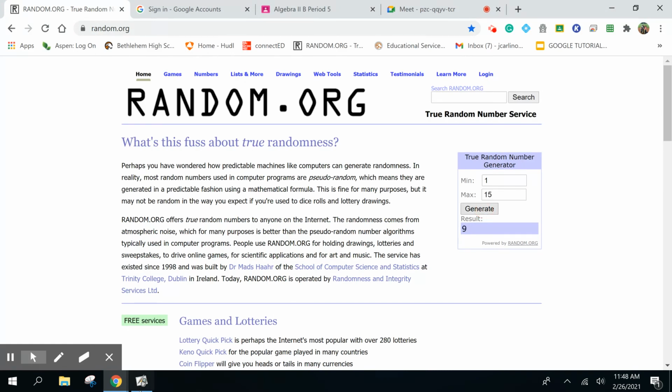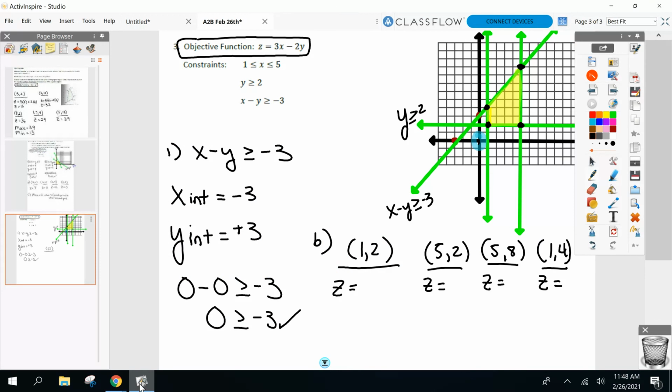All right, Hunter, here we go. Somebody I can rely on. 1, 2, Hunter, what do you got? For 1, 2, I have -1. Yep, how about 5, 2? 5, 2, I have 11. 11. 5, 8 is -1, and 1, 4 is -5. Good job, thank you. All right, so those are my Z values. I'm not going to press my luck and call on anybody else here today.